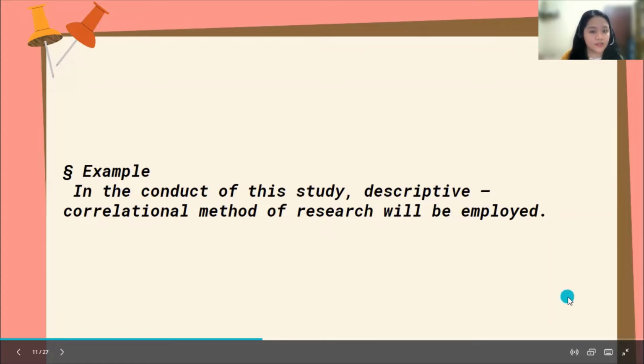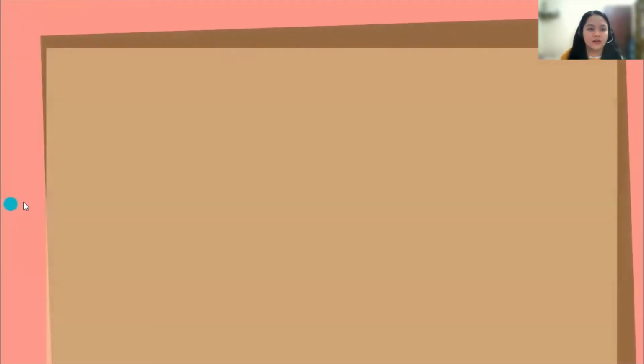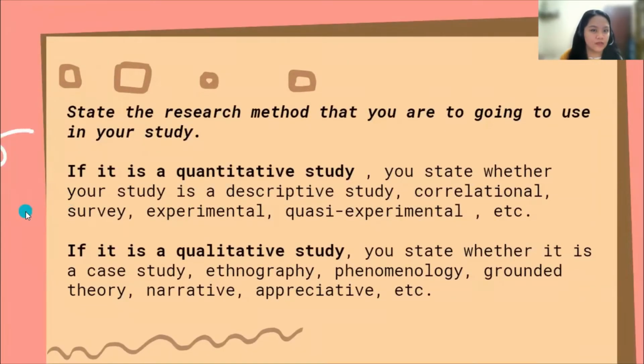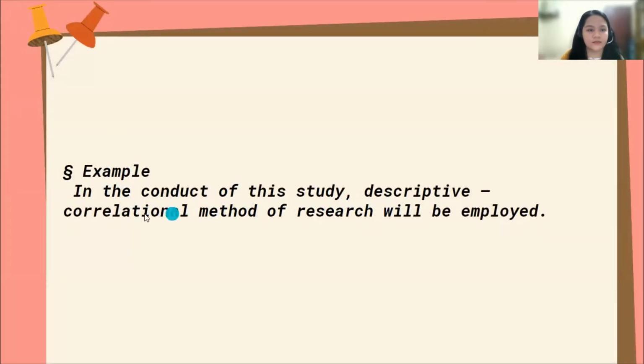In the conduct of this study, descriptive correlational method of research will be employed. So, nasunod kanina yung instruction dito or yung tip. State the research method that you're going to use. It is here, descriptive correlational method. Okay?